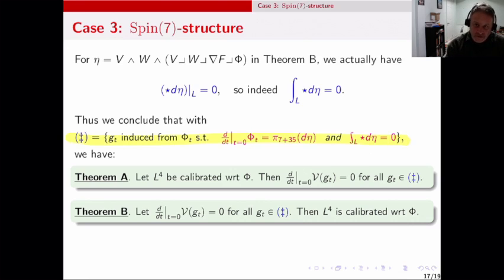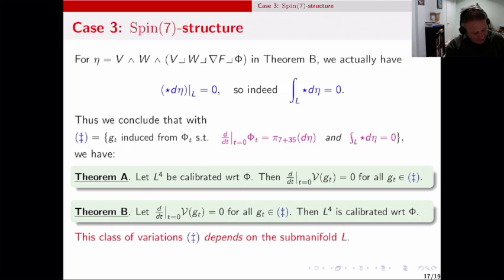It looks very different from the associative and co-associative cases for two reasons, right? There's this problem, and there's this dropping the pi 1. So notice that this second condition here depends on the submanifold, right? The fact that we need star of d eta to integrate to 0 on L depends on the submanifold, and that's not good. We don't want our condition to depend on the submanifold.